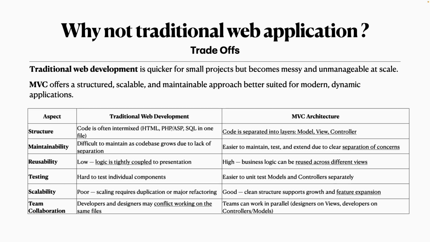What happens with this MVC architecture is it clearly demarcates these layers and helps the team work in parallel, and there are fewer maintenance issues from the code point of view, and development is faster as well. So that is something we need to keep in mind, why we need to avoid traditional web application development.